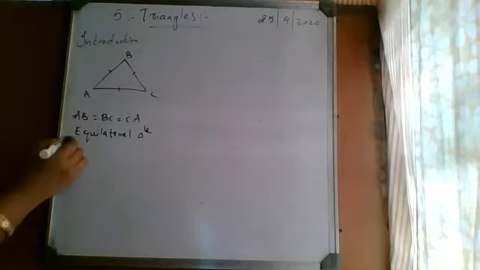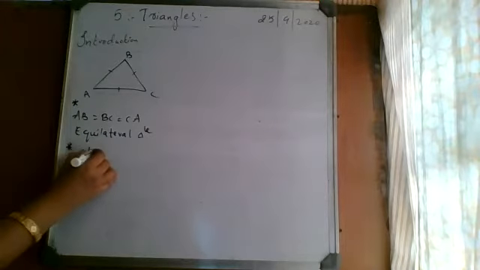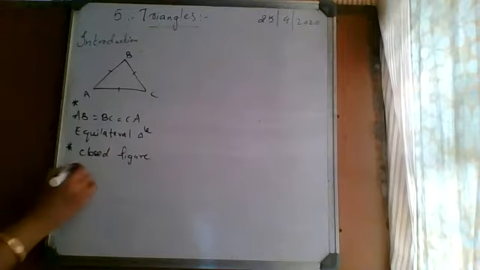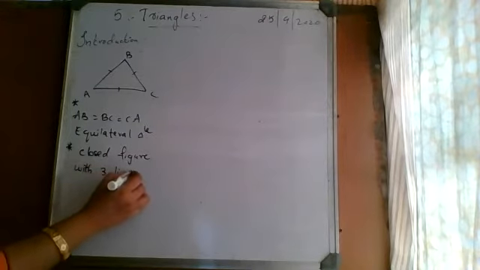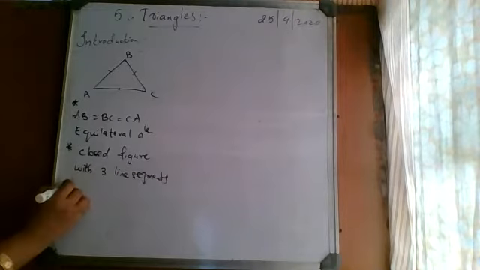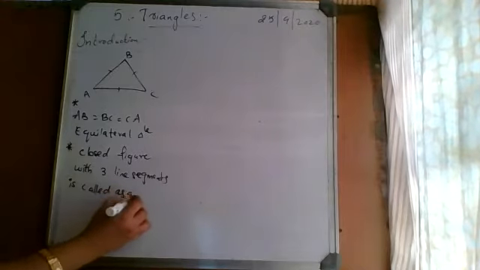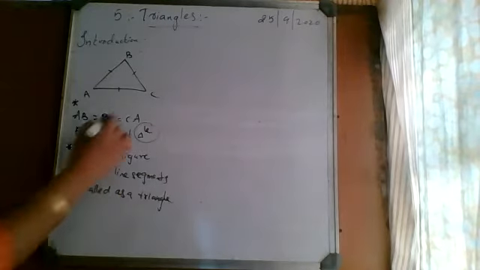What is a triangle? A closed figure. It is a closed figure with three line segments. It is called a triangle. Okay. So in short form, we denote triangle in this way.